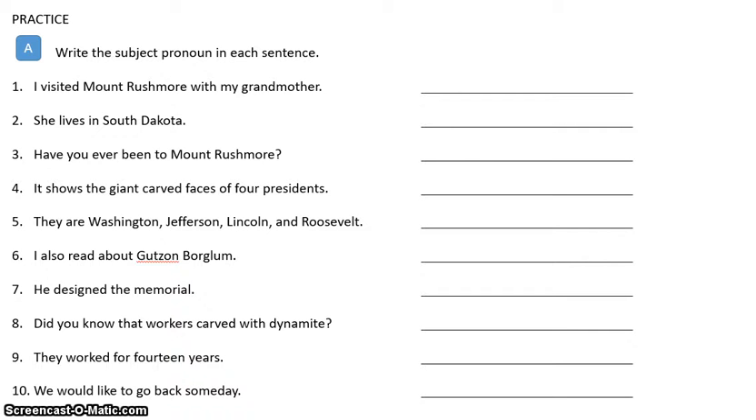So let's look at number 1. It says, I visited Mount Rushmore with my grandmother. What is the subject of that sentence? All right, you're asking who or whom, right? So, who visited? I visited. So, you're going to put I on the first blank. Okay, that automatically skipped. I guess I just gave you the second answer because it skipped right to it.